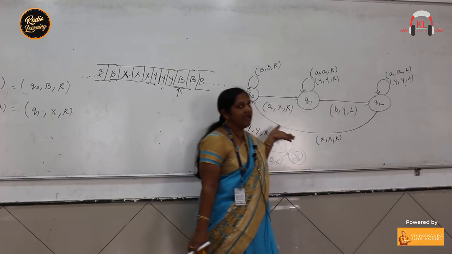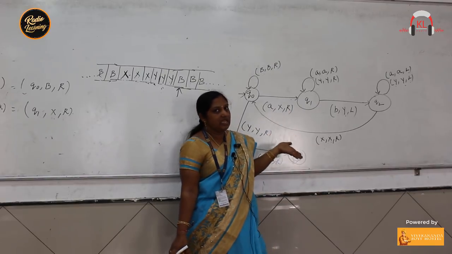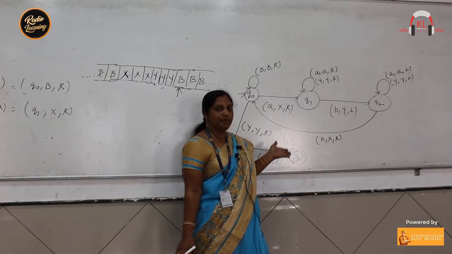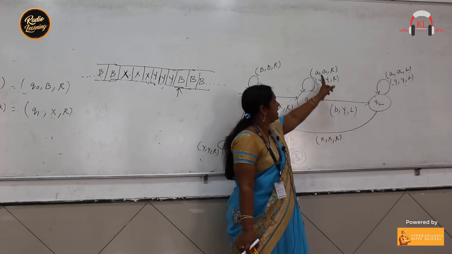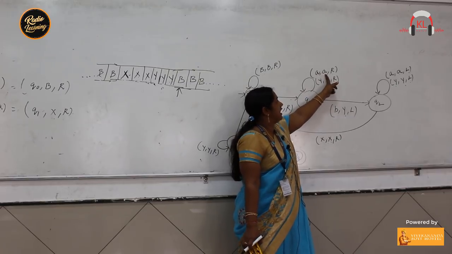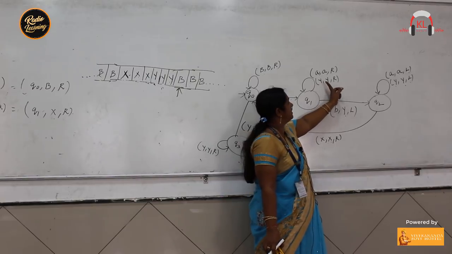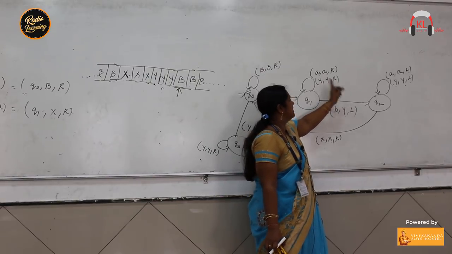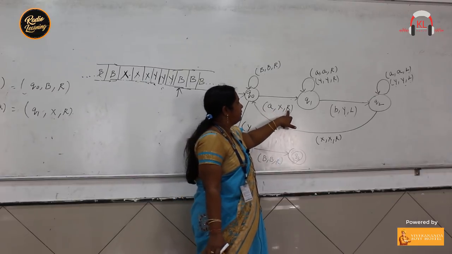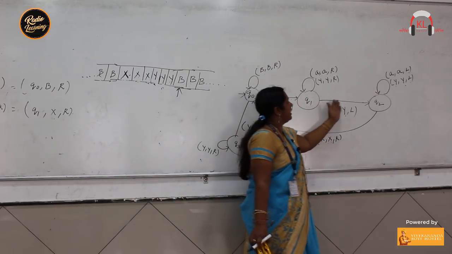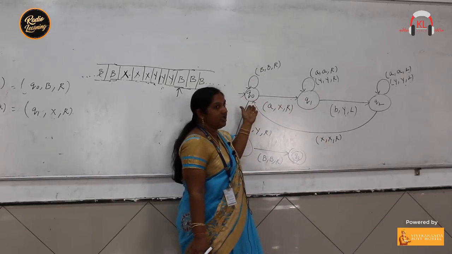Why am I moving my head to the left? Again, I need to see, is there any A that is matched to B? So that's why I'm moving left. In my path, if you find any A's, you have to keep that A as it is and move right. In my path, if you find any Y's, then keep those Y's as they are and move right. Then if you find A again, replace that A with X and move right. How long are you moving like this? Until you find X again, then you are coming back to the initial state.